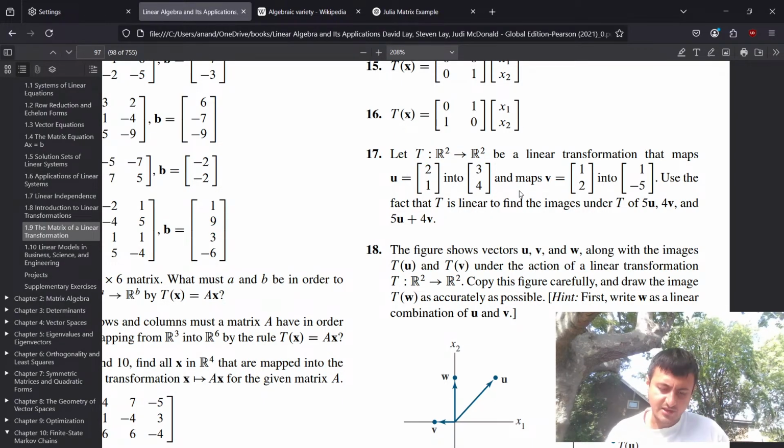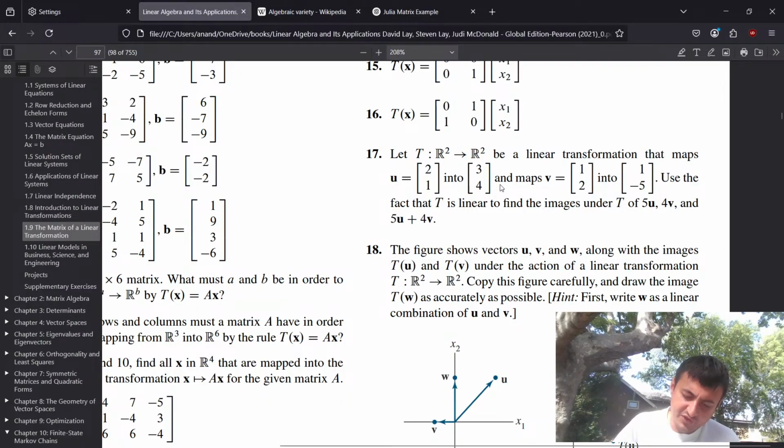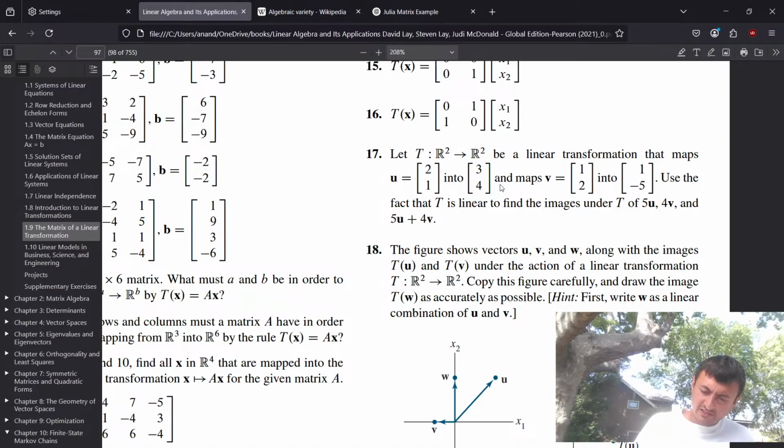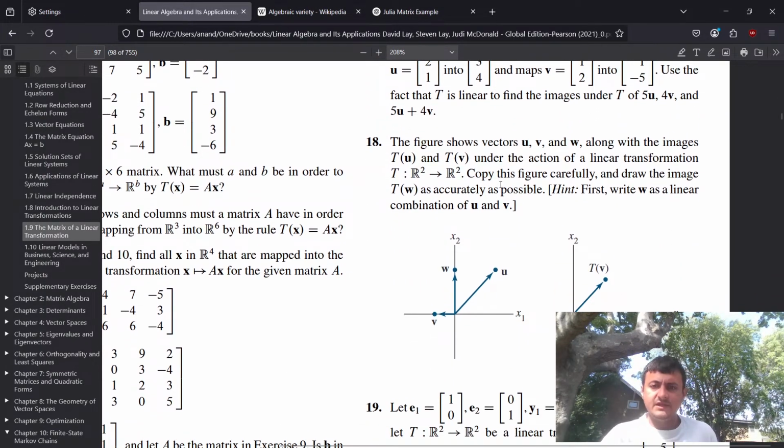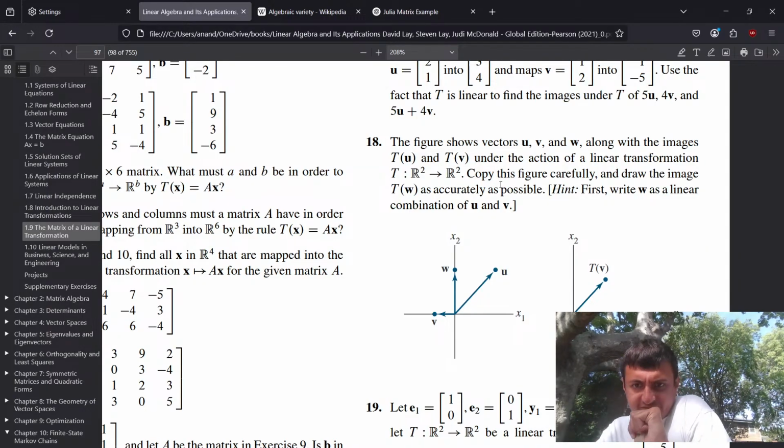So we don't actually need to know what A is. I was thinking of how you reverse engineer what A is, but you don't need to do that because if you pull the scalar out by the definition of the linear transformation, you get 5Au, which is going to be equal to 5 times 3, 4, which is 15, 20. Similarly, for the next one, we're trying to find 4v. So we're going to get 4, minus 20. And now 5u plus 4v is going to be equal to 19, 0, I think. All right. 18. The figure shows vectors u, v, and w along with the images and the action of the linear transformation from R2 to R2.